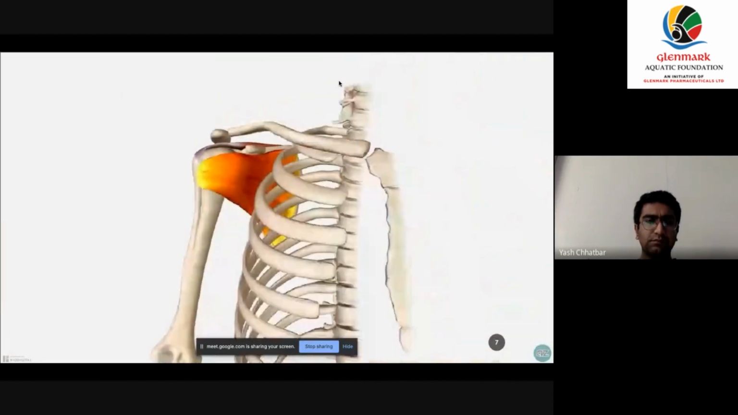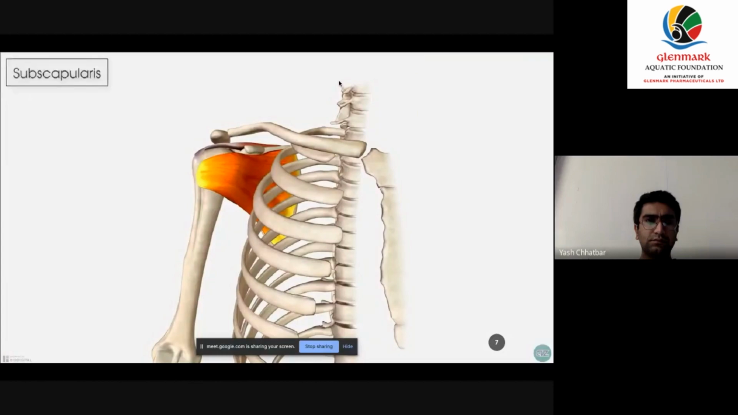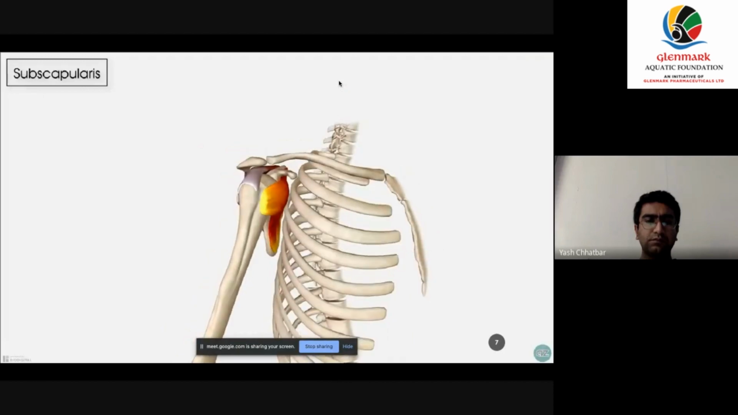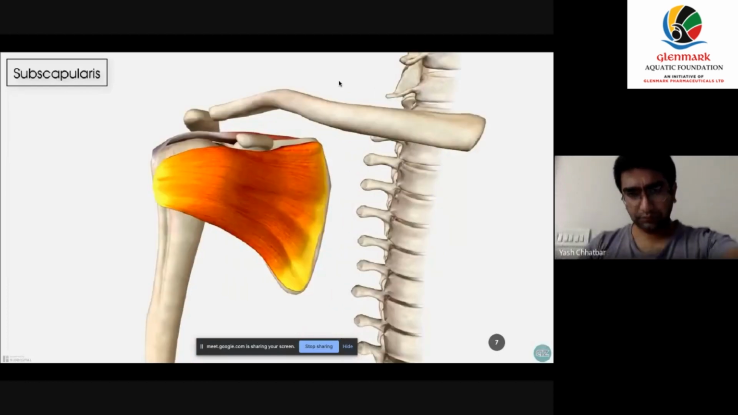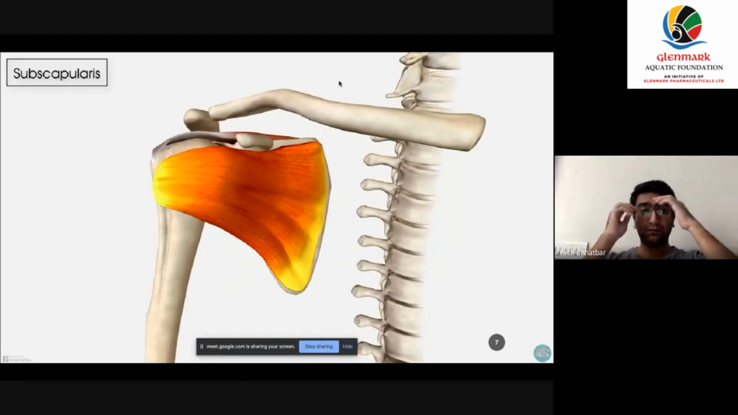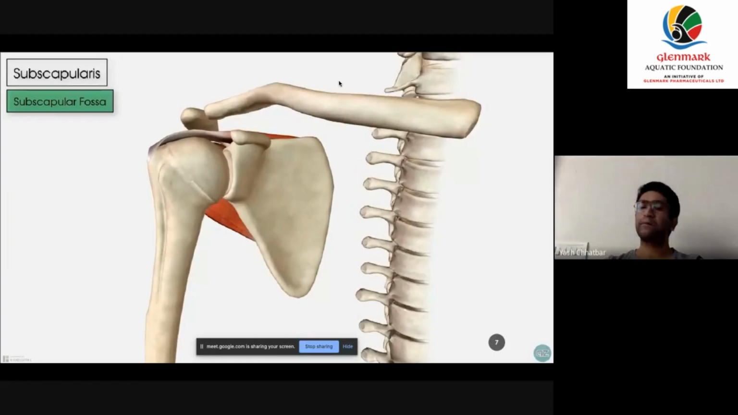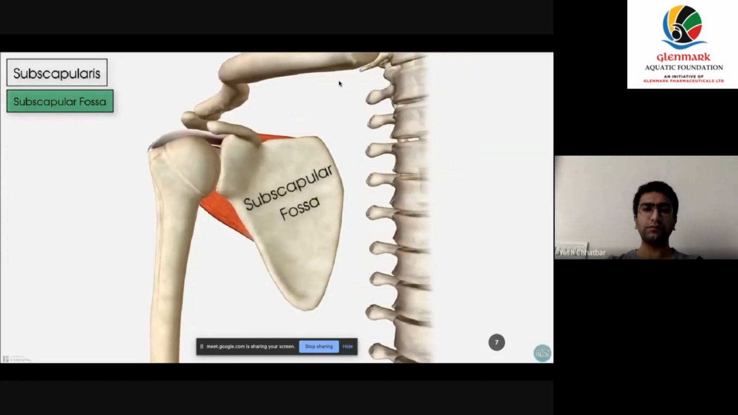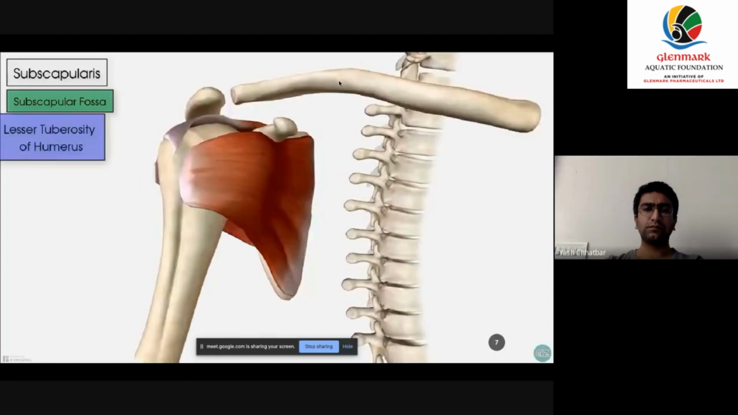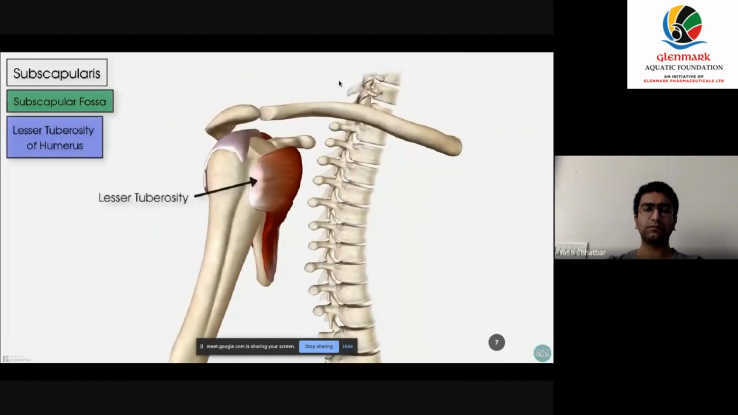The final muscle to talk about is the subscapularis. The subscapularis muscle sits on the anterior surface of the scapula. If we now remove the rib cage, we can take a closer look at this muscle. The subscapularis originates in the subscapular fossa, which is this depression occupying almost all of the anterior part of the scapula. From its origin on the scapula, the subscapularis muscle inserts onto the lesser tuberosity of the humerus, which you can see here.